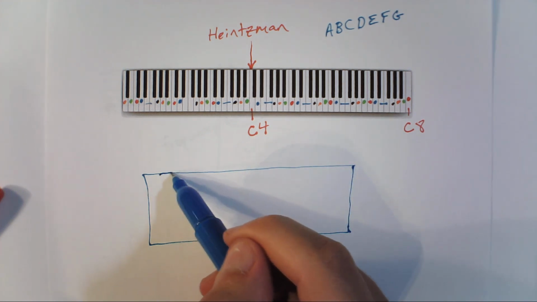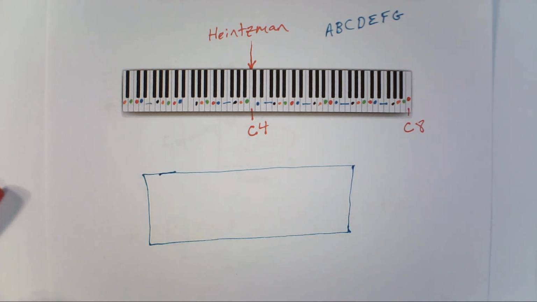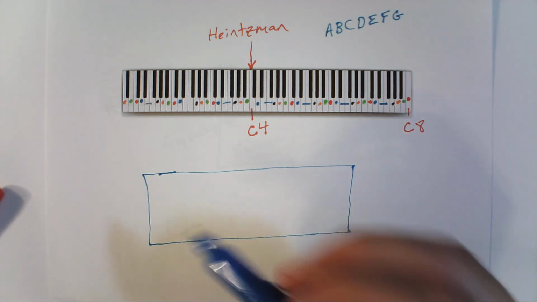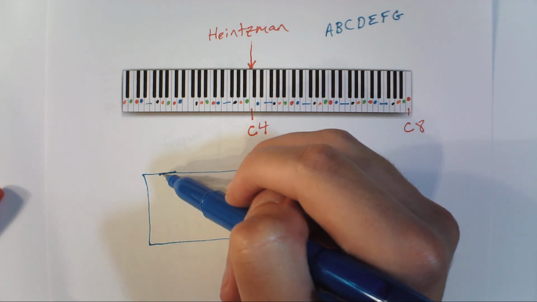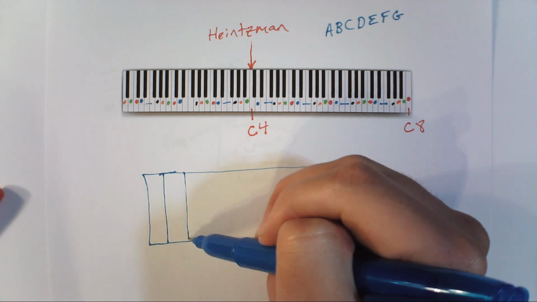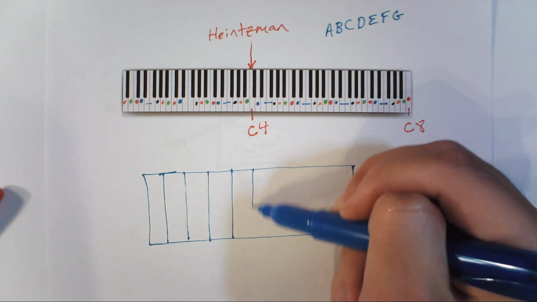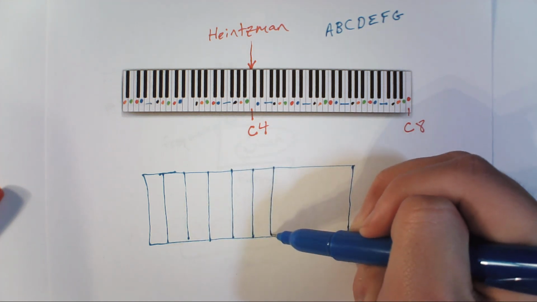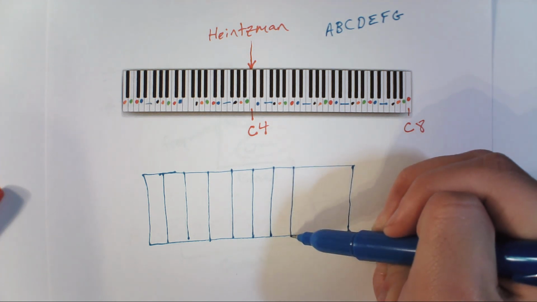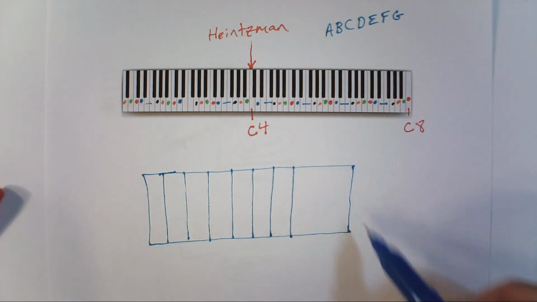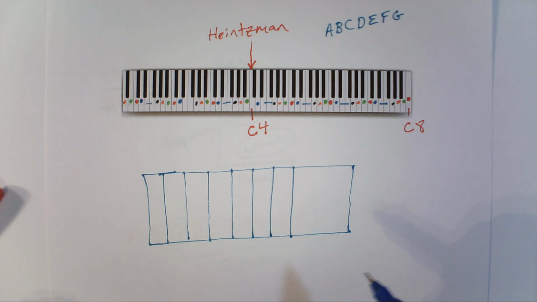And I'm giving myself lots of room. Now we're only going to draw one octave. So I drew a big rectangle. And now I'm going to draw 7 vertical lines. 1, 2, 3, 4, 5, 6, 7. And don't worry about this extra space, as long as these are evenly spaced.